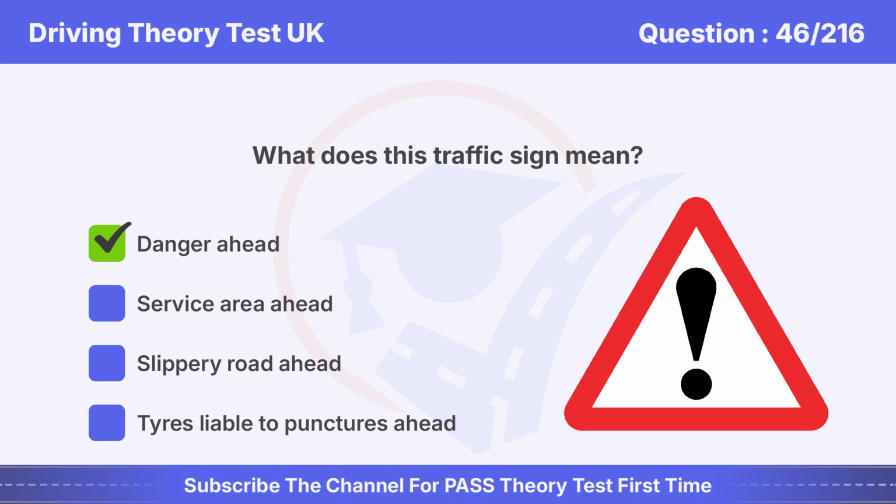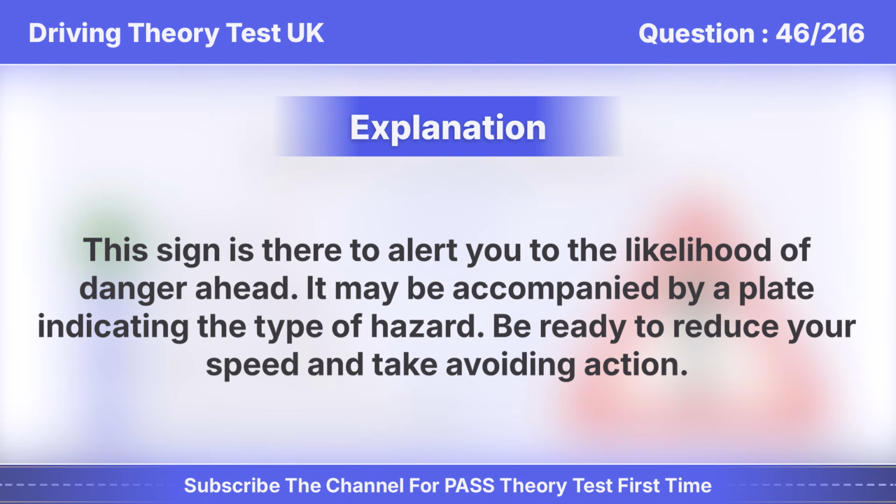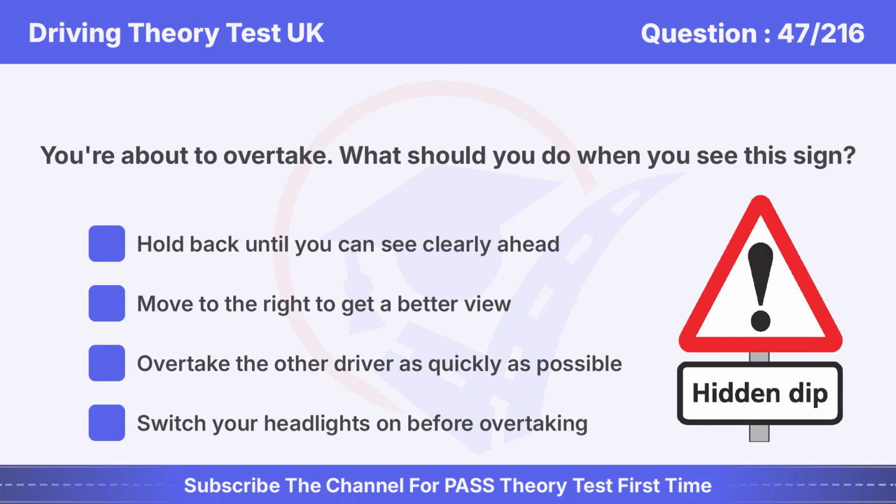Answer is A. Danger ahead. This sign is there to alert you to the likelihood of danger ahead. It may be accompanied by a plate indicating the type of hazard. Be ready to reduce your speed and take avoiding action. Question 47. You're about to overtake. What should you do when you see this sign?